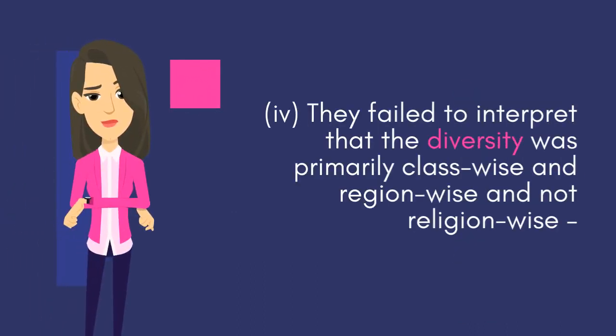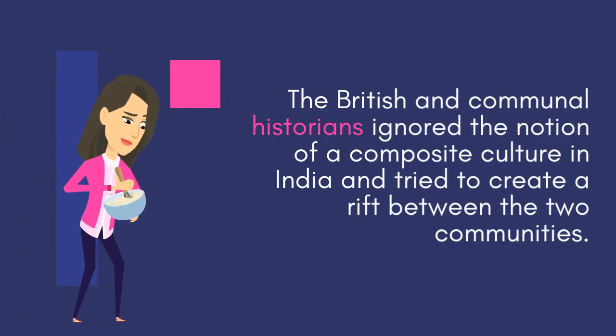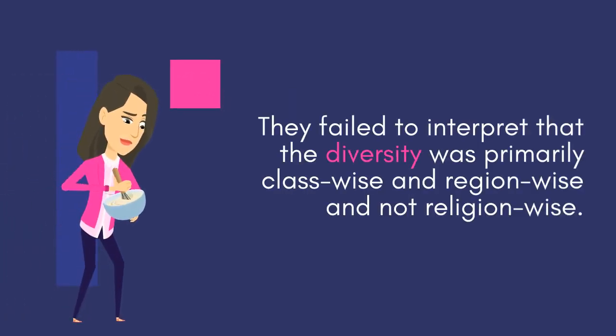4. They failed to interpret that the diversity was primarily class-wise and region-wise and not religion-wise. The British and communal historians ignored the notion of a composite culture in India and tried to create a rift between the two communities. They failed to interpret that the diversity was primarily class-wise and region-wise and not religion-wise.